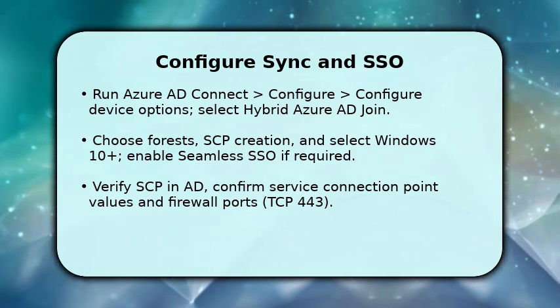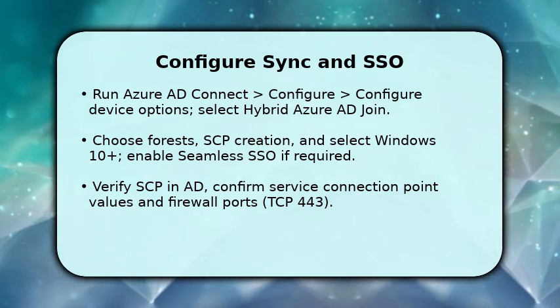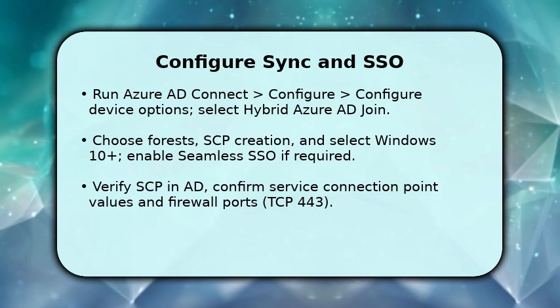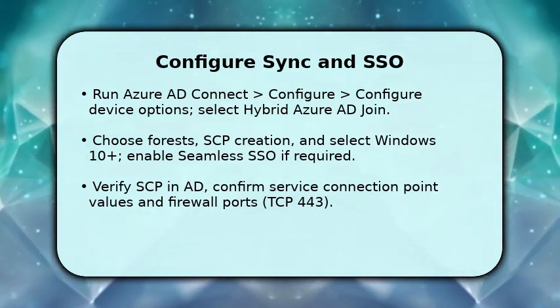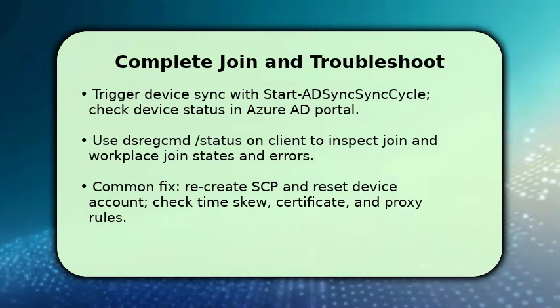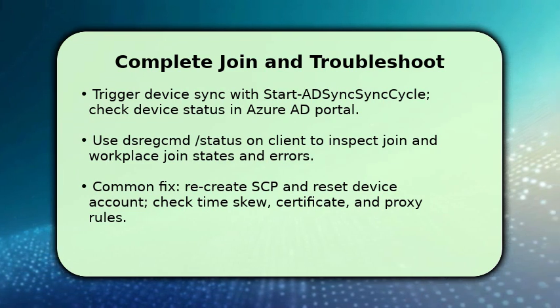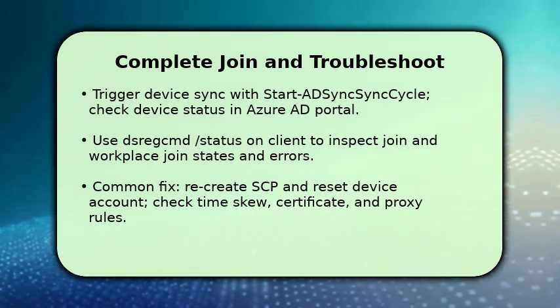After configuration, verify the SCP exists in Active Directory, and that necessary outbound ports like TCP 443 are allowed through firewalls. Finish by forcing a sync and validating device registration. Run Start AD sync cycle on the connector server, then inspect the Azure AD portal for newly registered devices.